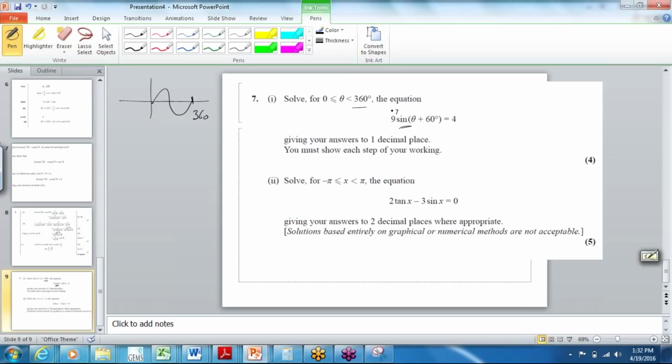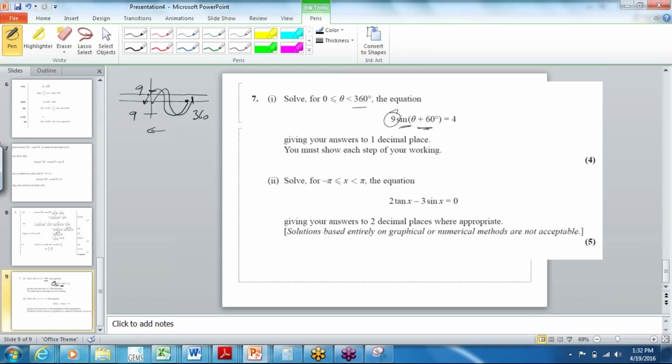But if we were to draw a graph, it would go up to 9 and down to negative 9 because it's 9 times sine. And here, plus 60, which means there's a translation of 60 degrees to the left. So it's going to be slightly out of sync by 60 degrees, translated this way because it's plus. What we're after in this question is, where does it equal 4? Now, I'm going to put a line across here at about 4, a bit higher than 4. You can see it's going to intercept that curve at 2 places.